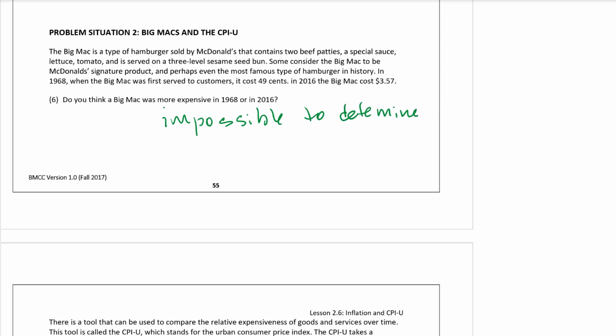You might say, what do you mean impossible? 357 is a higher number than 49 cents. Well, sure, but we're in different periods of time. It's impossible just to say, well, yeah, it's a larger number and therefore it's more expensive. No, that's not enough. And that's the idea that we're going to develop in this lesson. Having a larger nominal number does not mean that it's more expensive.